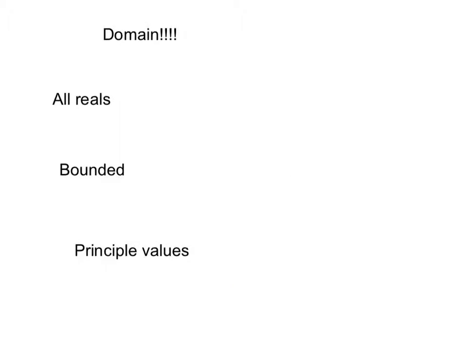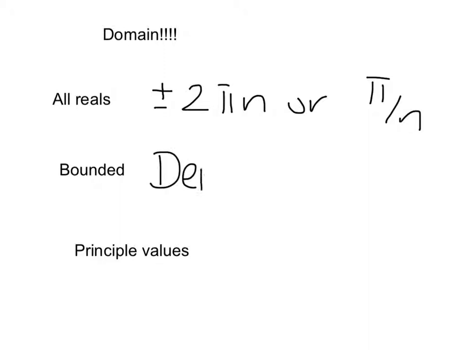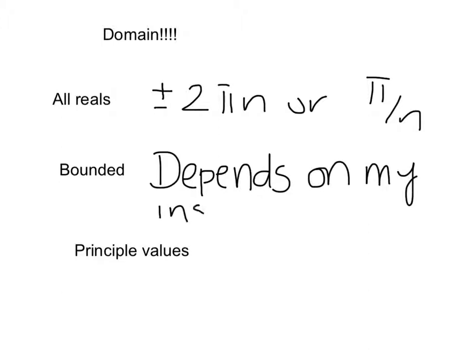What this gives us is different domain values. We actually know a lot of different domains about sine, cosine, and tangent, and you don't even realize it. If I said, give me all real answers, that's when you add plus or minus 2 pi n, or in some cases, pi n. Bounded depends on what I tell you. If I said, give it to me between 0 and 360, or 0 and 2 pi, or between 0 and 180, that depends on my instructions. But we already do a lot of that.